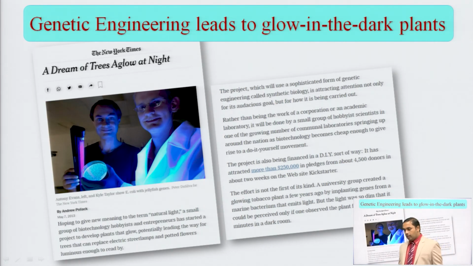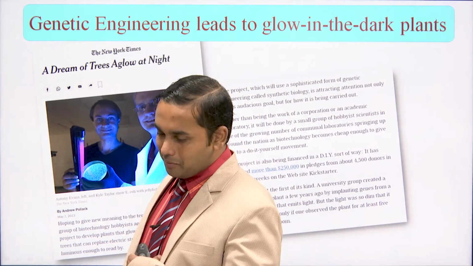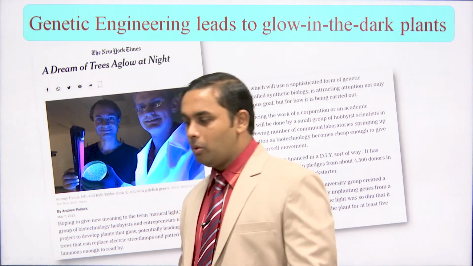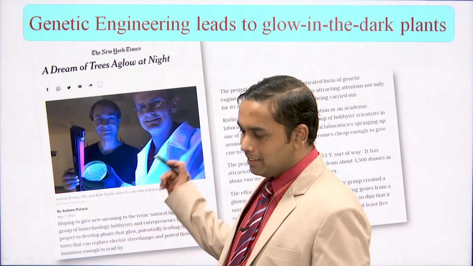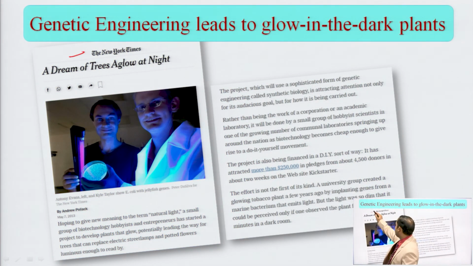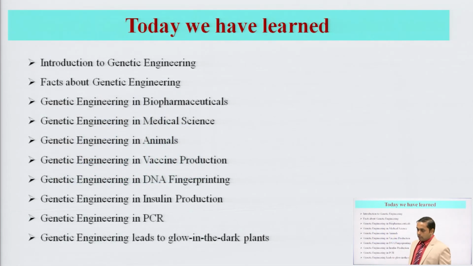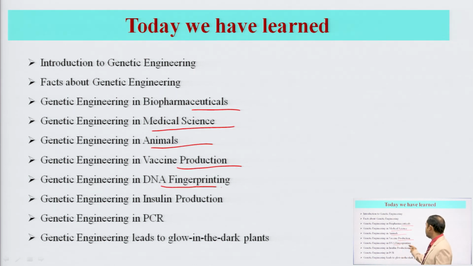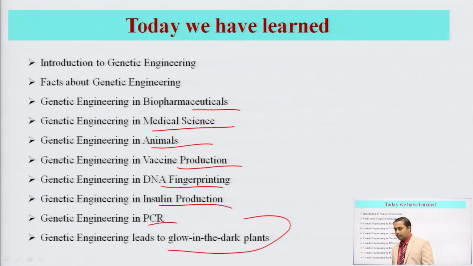Do not worry. And last, by using genetic engineering, you can make plants glow in the dark. You can see these two scientists, their dream became true. This news was published in the New York Times very recently, in 2013. So, these are the things we have covered. We have learned about genetic engineering, various facts in the biopharmaceutical area, medical science, animals, vaccine production, DNA fingerprinting, insulin production, PCR, and how we can use genetic engineering.